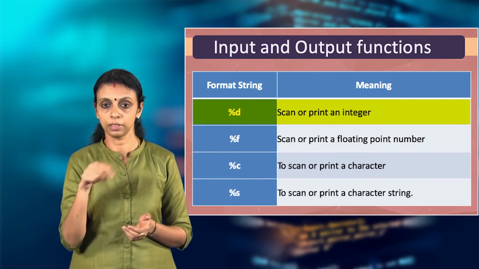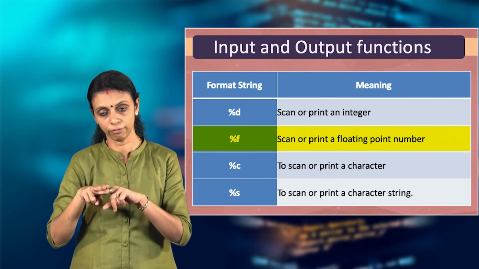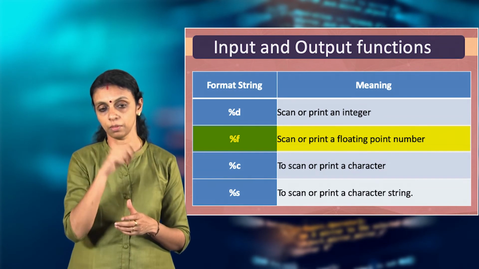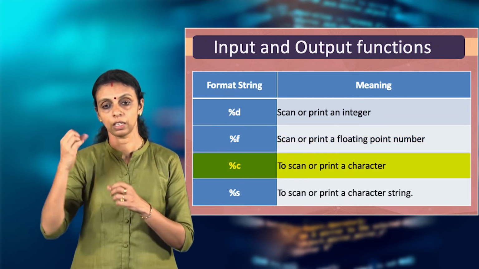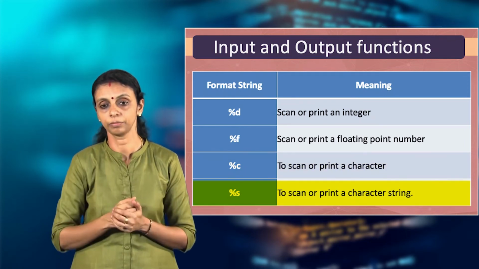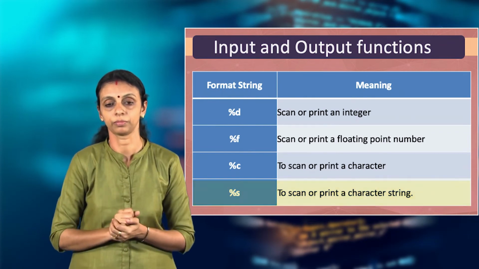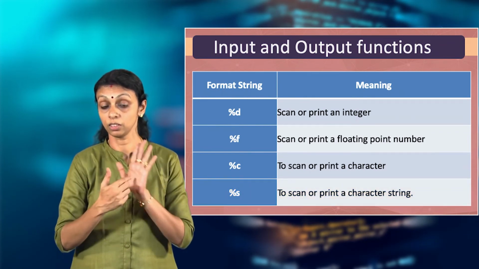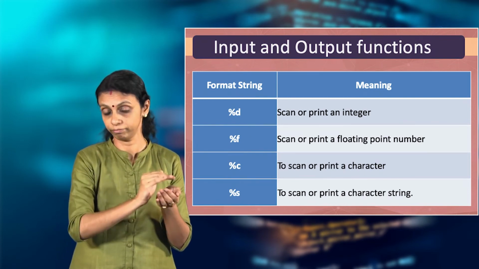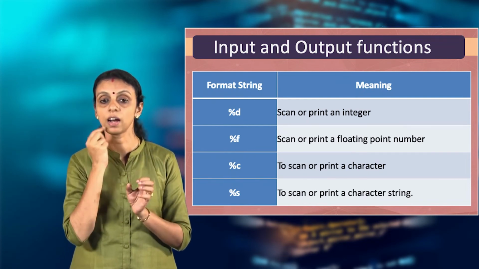%d for integers, %f for floating point numbers, %c for a character, %s for a character string. This prints the value stored in I with the text, that is, it replaces the %d in the printf statement with the value of I.